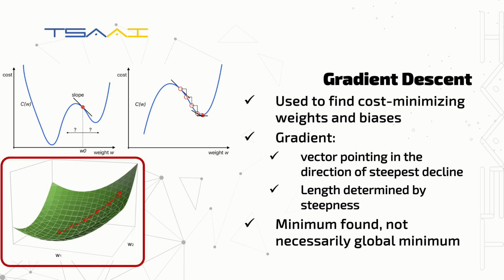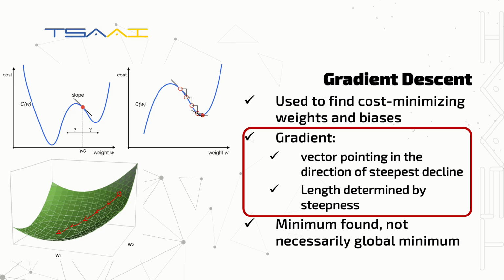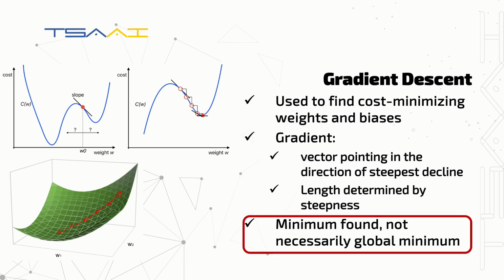When we have many weights, we have a multidimensional cost function and we have to use the gradient instead of the slope. It's a vector pointing towards the direction of the steepest decline. The length of this vector indicates the steepness, but be careful. Often the found minimum is a local minimum instead of the desired global minimum.